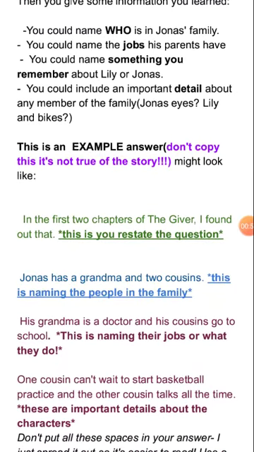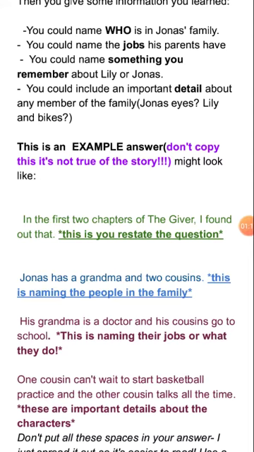So what you want to include is you want to name who is in Jonas's family. You could name the jobs his parents have. You could name something you remember about Lily or Jonas. You could include an important detail about any member of the family, like Jonas's eyes or Lily and the bikes.